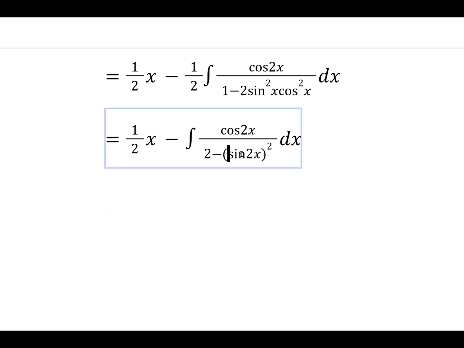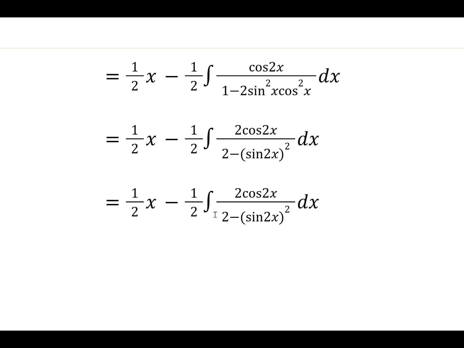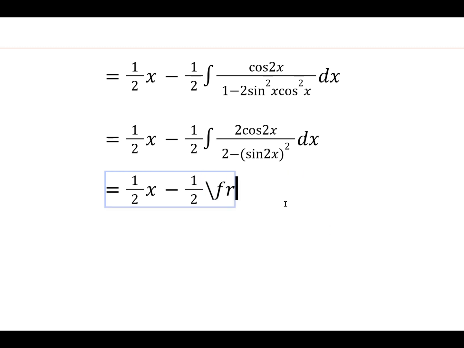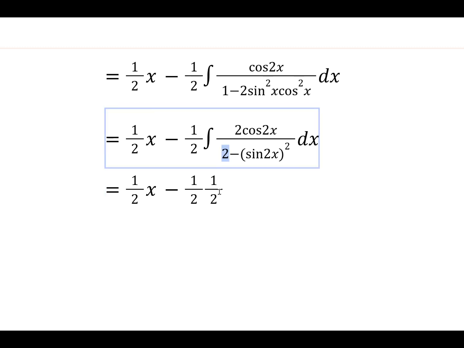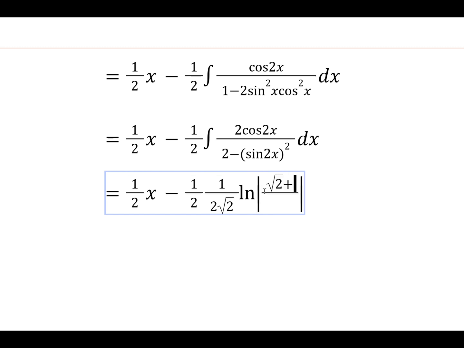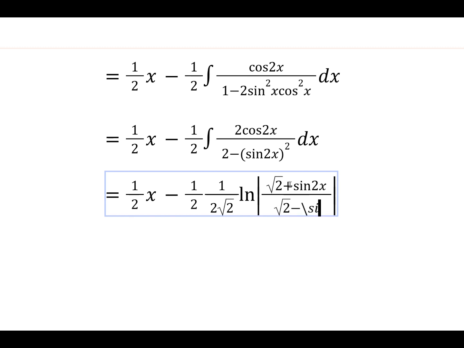Okay, so now we can do a u substitution letting u equals sine 2x, but you don't really have to do it. You can just see that the derivative of sine 2x is 2 cos 2x. So that's how we'd compensate for it. And then, well, okay, if you do the u sub, it's really not that much different. It's just this numerator would become 1, and then we'd have du. And this thing would just become u squared. Okay, yeah. And that would just be 1 on 2 square root of 2 here times the natural logarithm of square root 2 plus this thing here, sine 2x, over square root 2 minus sine 2x.